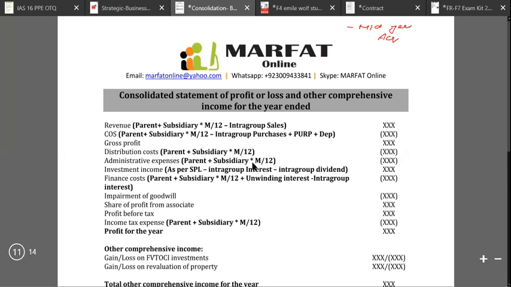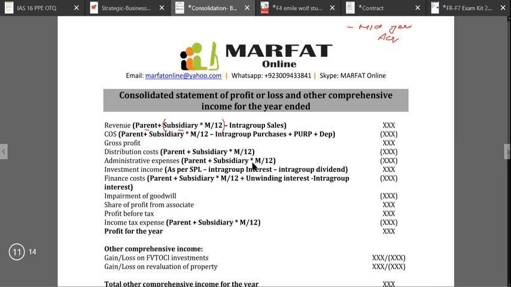The first thing, if you see, is the revenue. So we are going to take the revenue of the parent plus the revenue of the subsidiary, and you're going to see that I am going to prorate the subsidiary by months by 12. So if there are 4 months, take 4; if 5, then 5. So the parent will be the complete consolidation plus subsidiary months by 12 minus intra-group sales. This is the sales made by the parent to the subsidiary or the subsidiary to the parent. We will be removing that on consolidation.